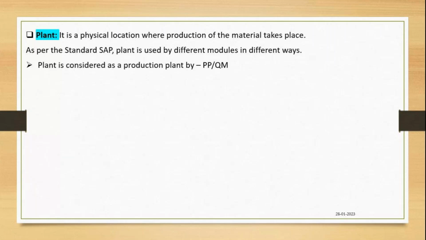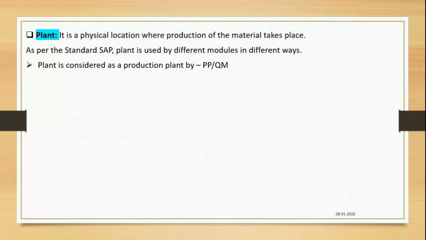Plant is considered as a production plant by PP and QM. I told you, they say that material production is taking place. That's why we call it a production plant. And in QM, they say that we are checking quality management in that, so it is a production plant for us. They say PP, QM.